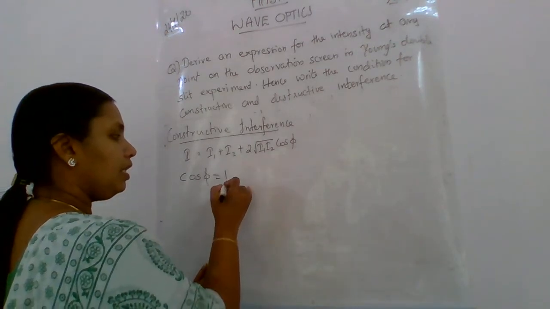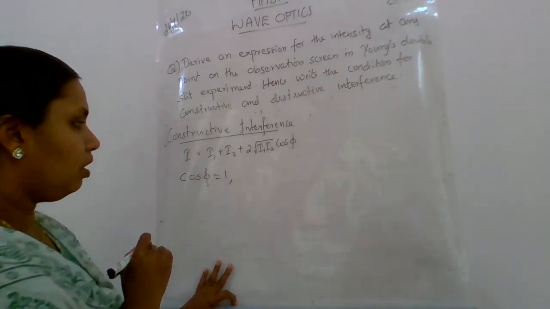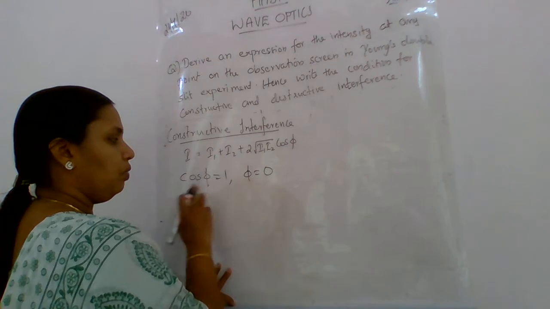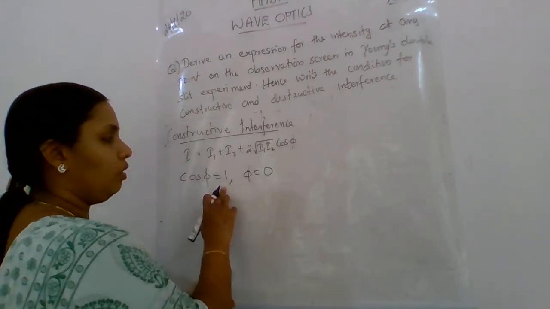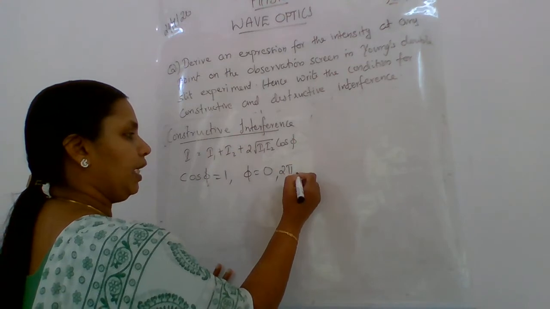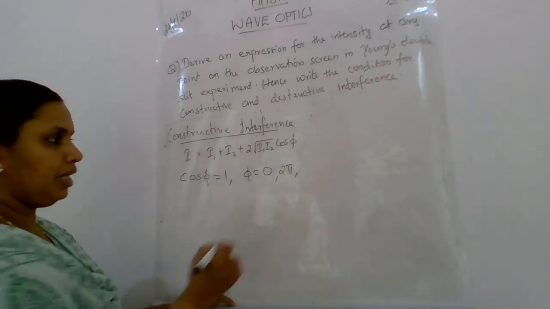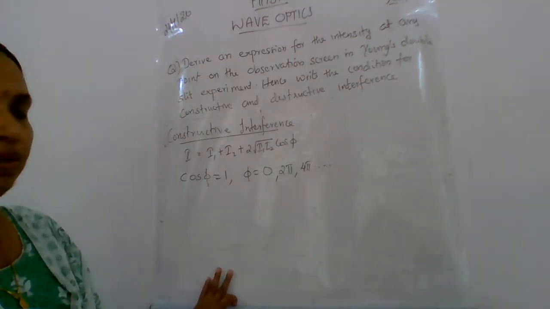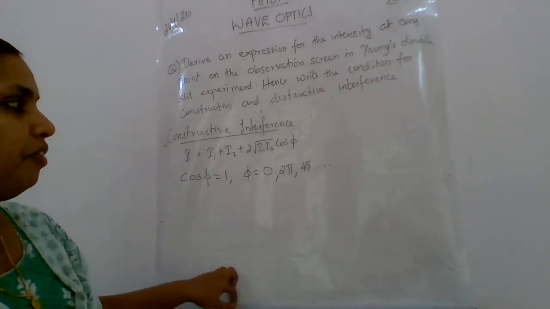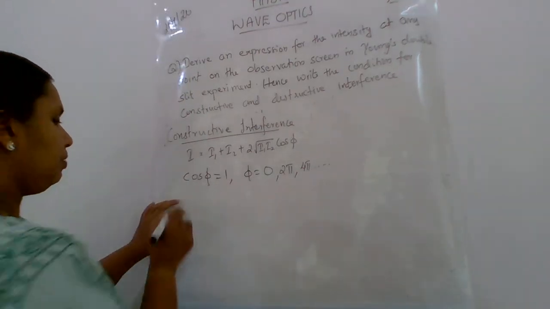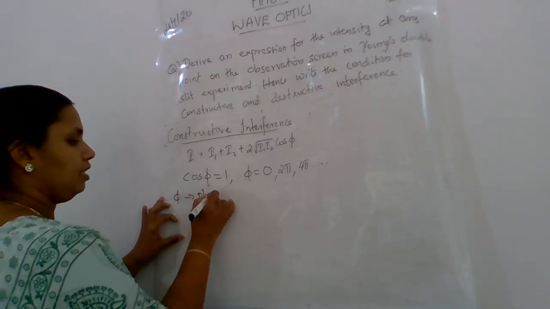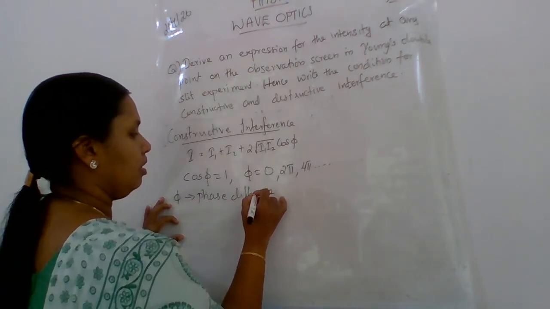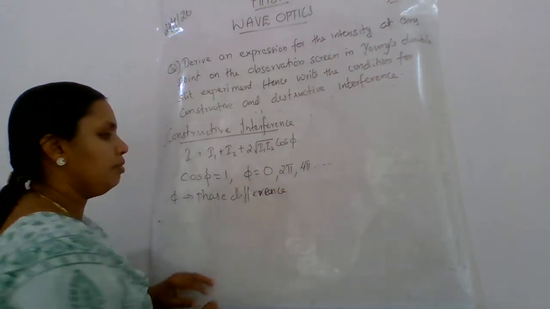So what are the values of phi to get cos phi equal to 1? Yes, phi is equal to 0. Cos 0 is equal to 1. Then 2 pi, that is 360 degrees, cos is again 1. Cos 4 pi is again 1, and so on. That is the even multiples of pi. What is phi? Phi is the phase difference between the waves.